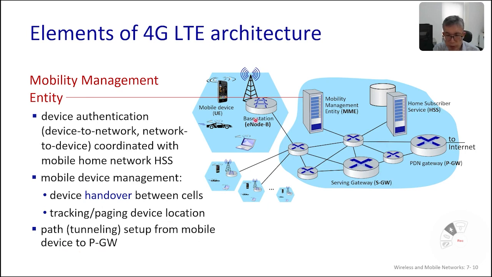Eventually, you can see the UE here connected to the base station. The base station sets up the GTP tunnel, GPRS Tunneling Protocol. A GTP tunnel here, and a GTP tunnel from the S gateway to the P gateway. Two GTP tunnels are set up.